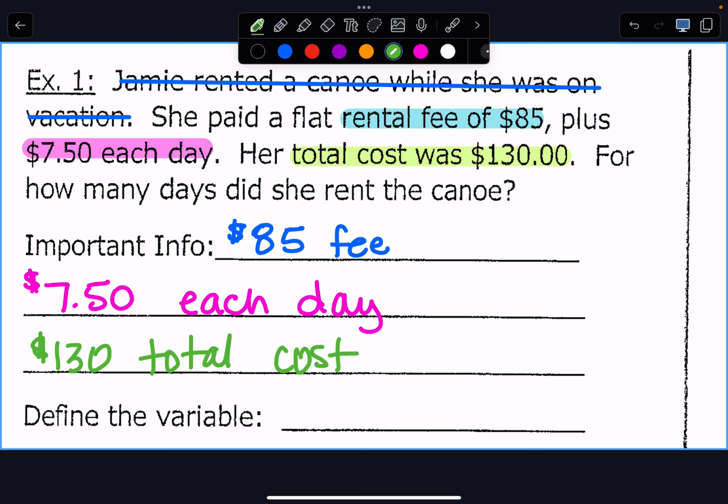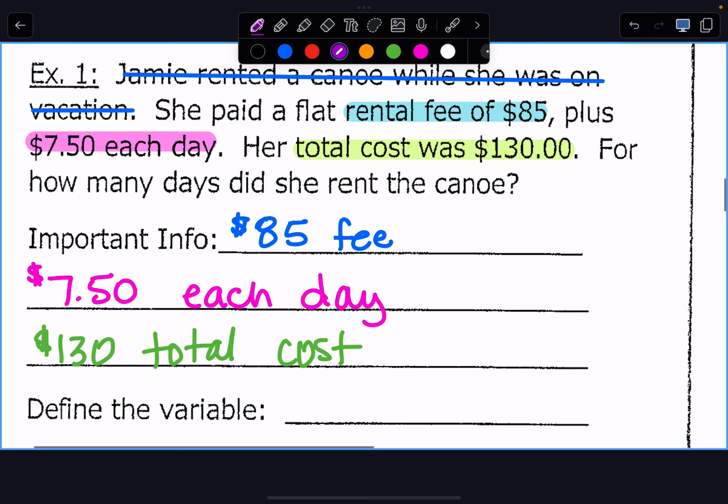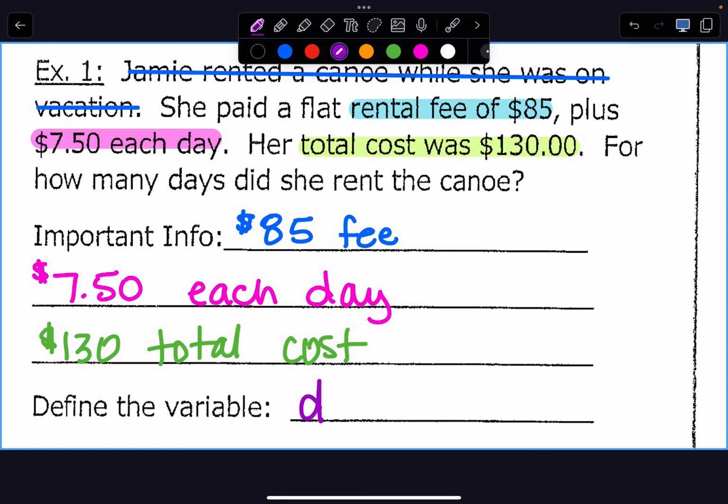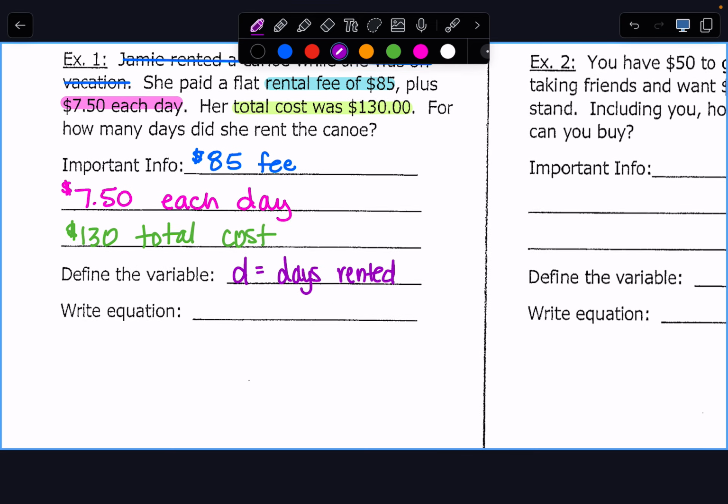Okay. All right. Now, what is it that we're looking for? What are we solving for? How many days? So you know what I'm going to do? I'm going to say that our variable is D for the number of days she rented this canoe. Okay, we have found everything that's important.